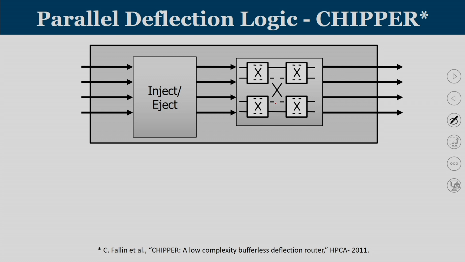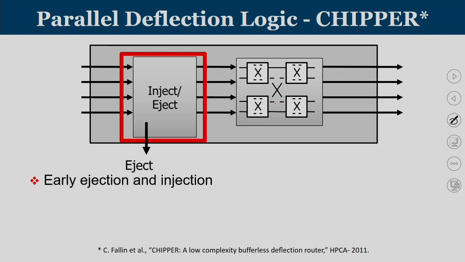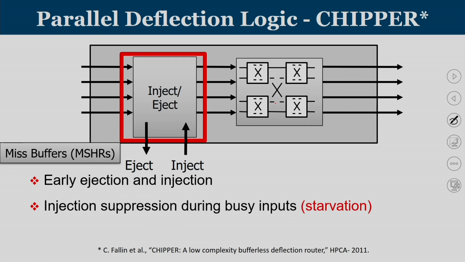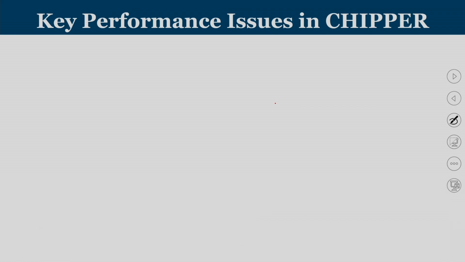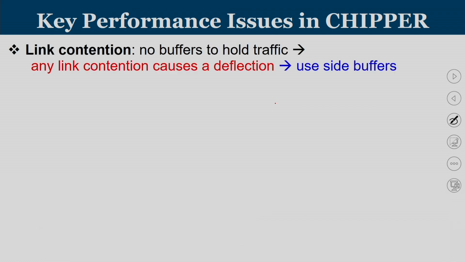This is the parallel deflection logic called CHIPPER that we have seen. CHIPPER has an early inject and eject stage, with early ejection, and whenever at least one input port is free, we inject. Then you have a faster parallel port allocation unit, which is known as the permutation deflection network. This CHIPPER work was published in the High Performance Computer Architecture Conference in 2011 by Chris Fallin and the research group. Let us see what the key performance issues in CHIPPER are.